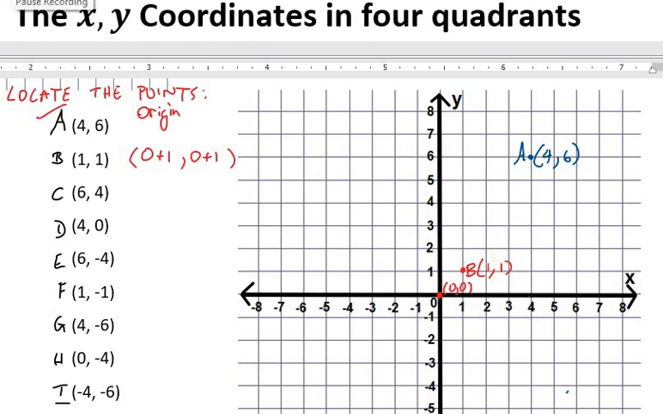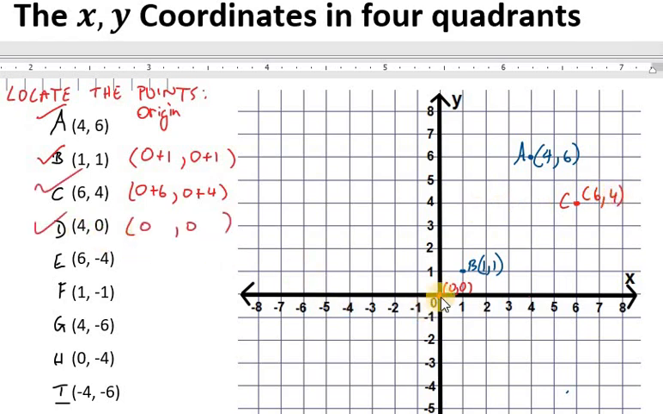Let's look at the next point, point C. Again, we start at the origin at 0, 0. And since we want to get to 6, we're going to add 6 units to the x-coordinate of 0. And to get to the y-coordinate of 4, we're going to add 4 to the y-coordinate of 0. And so that means we're shifting 6 units to the right on the x-axis. This will give us our x-coordinate. 1, 2, 3, 4, 5, 6. And 4 units upwards. Once y is positive, we go upwards. 1, 2, 3, 4. So this is our location. And so C is located at 6 on the x and 4 on the y.